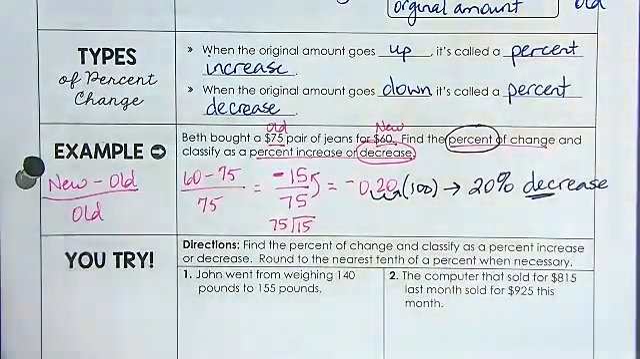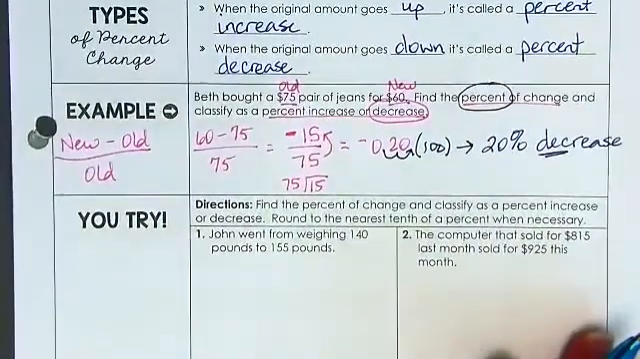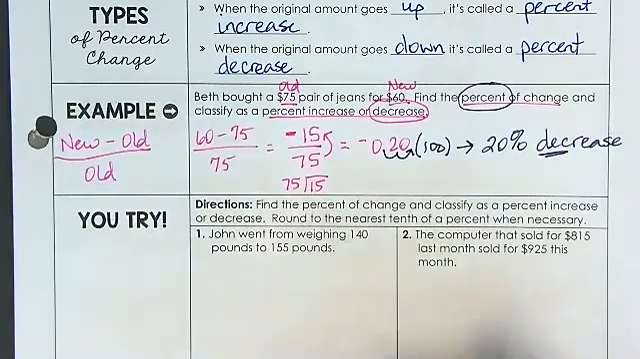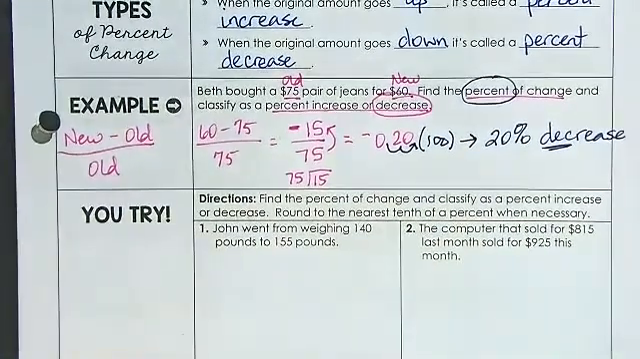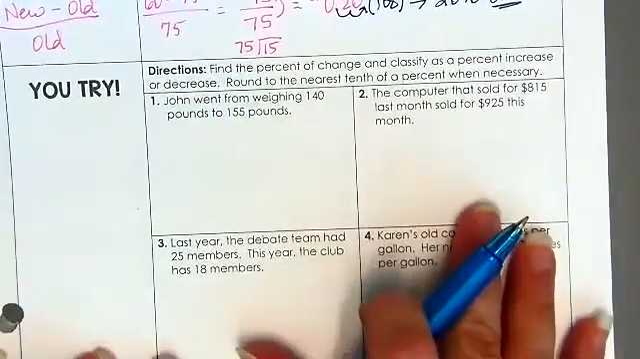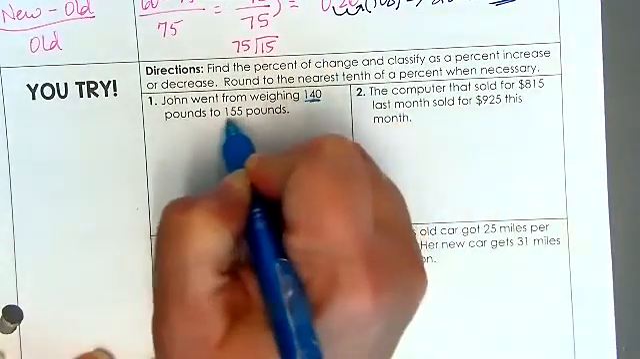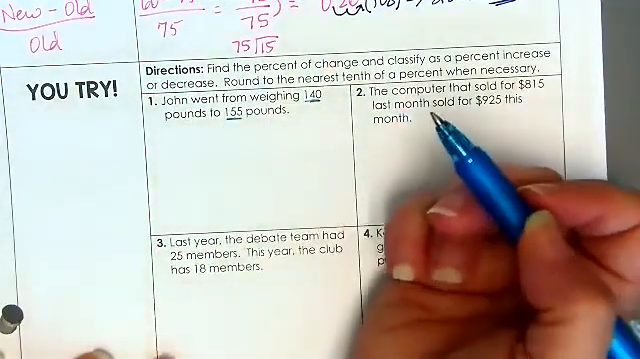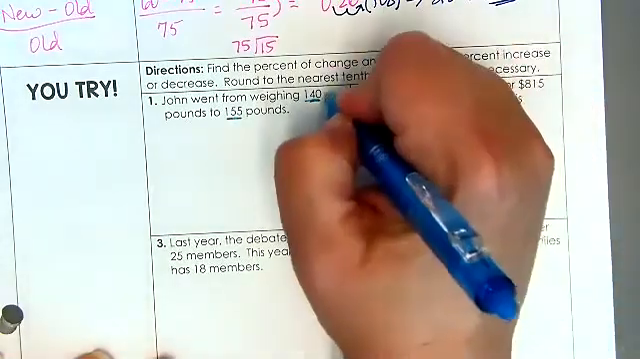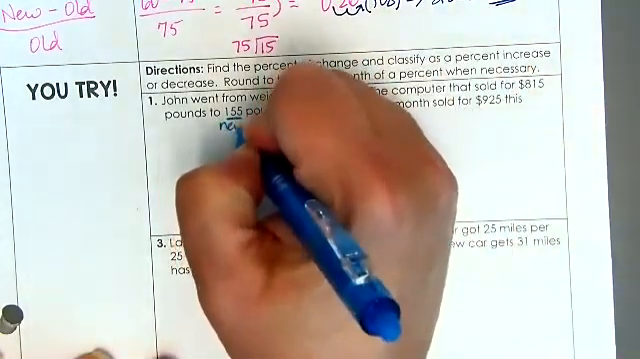All right, let's work one more example. When you're having to round, I'll talk about how to do that in just a second. Okay, so let's look at number one. John went from weighing 140 pounds to 155 pounds. So the starting weight is 140. This is my old. The 155 is my new.